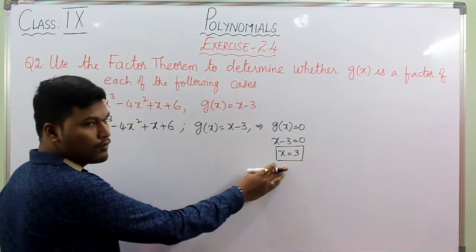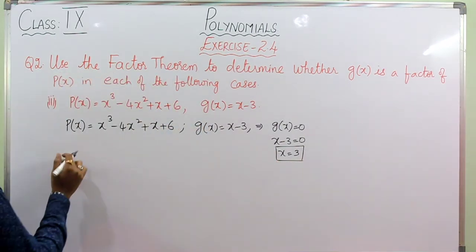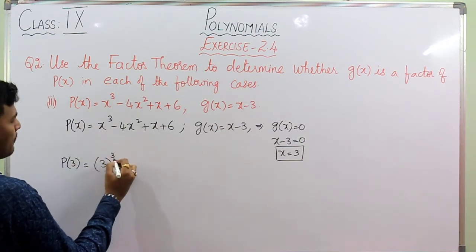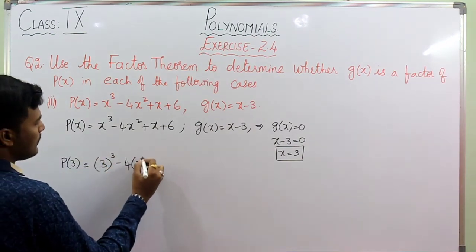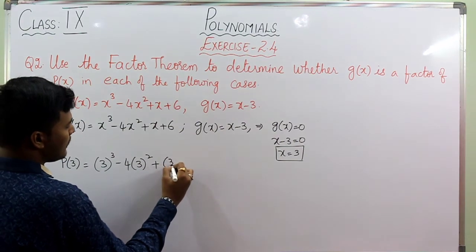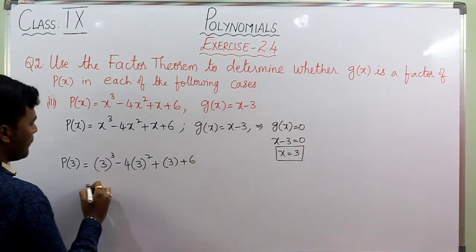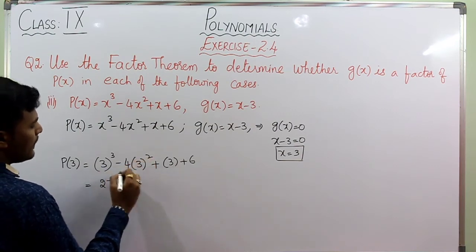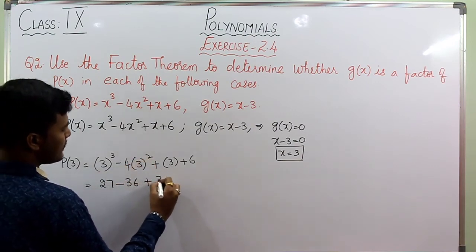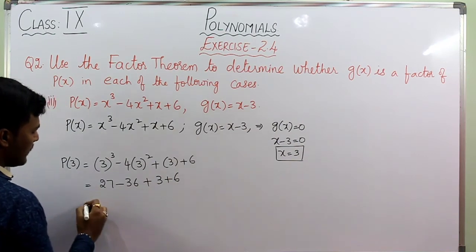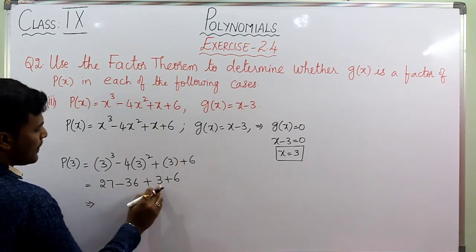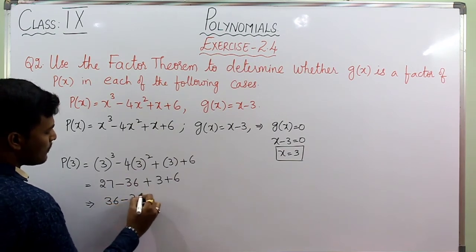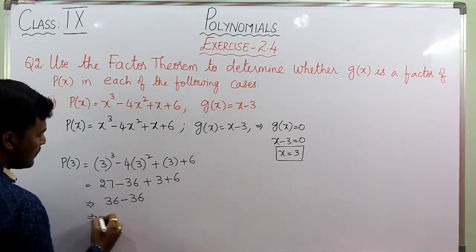Now we have to substitute this x is equal to 3 in p of x, that is p of 3 is equal to 3 cube minus 4 into 3 square plus 3 plus 6. It will become 3 cube is 27 minus 3 square is 9, 9 fours is 36 plus 3 plus 6. Then it will become 27 plus 3 is 30, 30 plus 6 is 36. 36 minus 36, which is equal to 0.